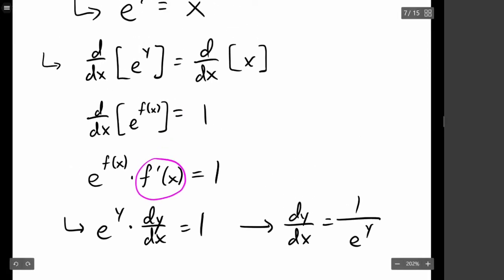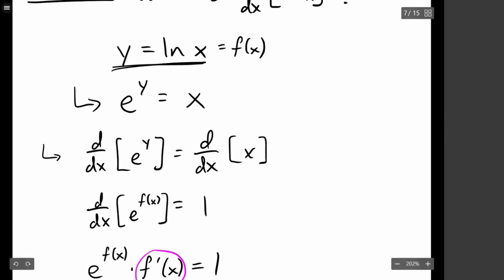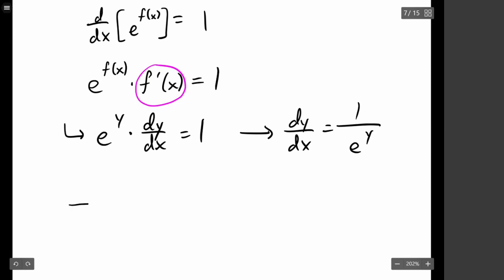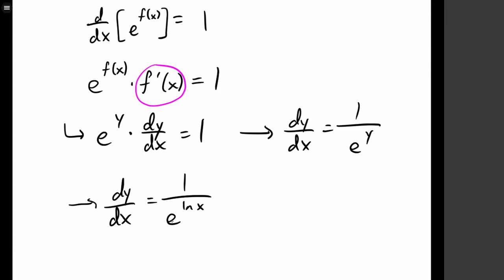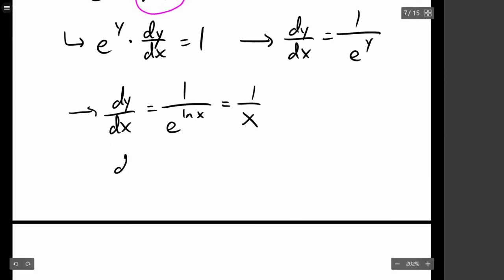But we know y is equal to ln x. So dy dx is 1 over e to the ln of x. But what happens here on the bottom with e and ln? We know that they cancel each other out, right? So this is just 1 over x. So what have we shown? We've shown that the derivative of ln of x is in fact just 1 over x.